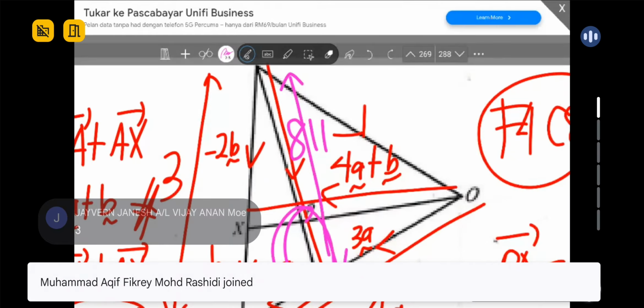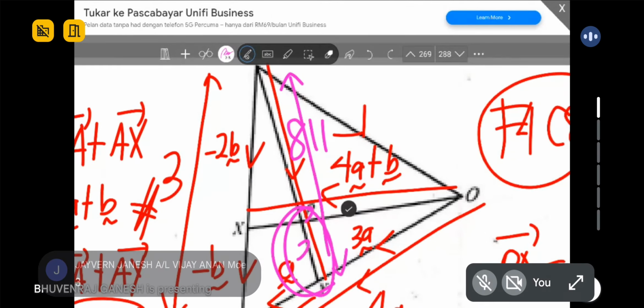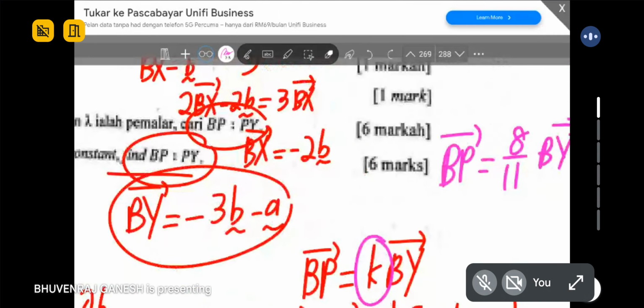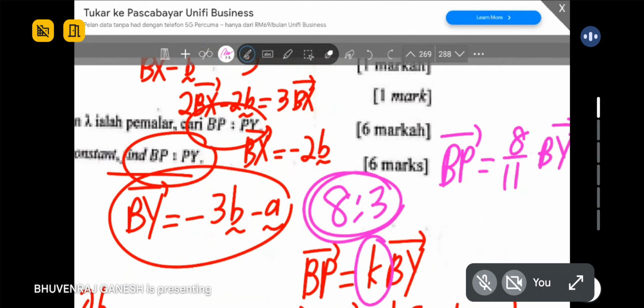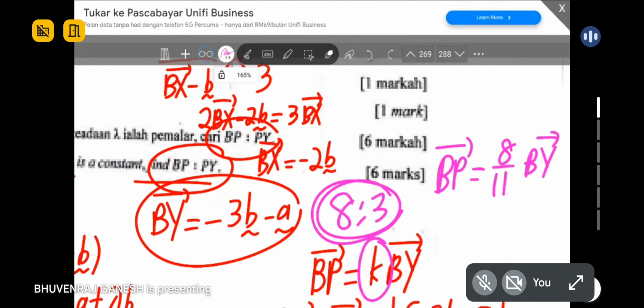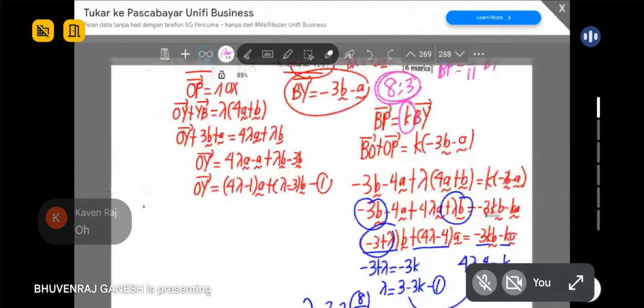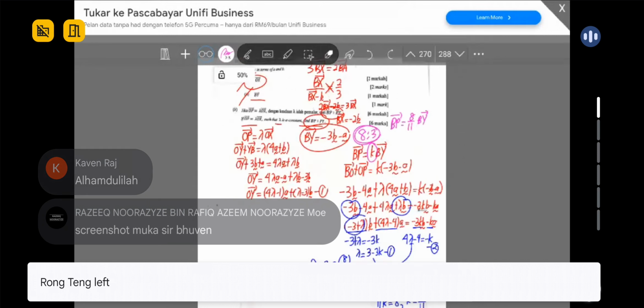So PY is how much, guys? PY is 3. So BP to PY, the answer should be 8 to 3. Understand? 8 to 3 ratio. Okay? SS is screenshot. Kevin wants to screenshot the answer. Okay? All of you are clear on the working?